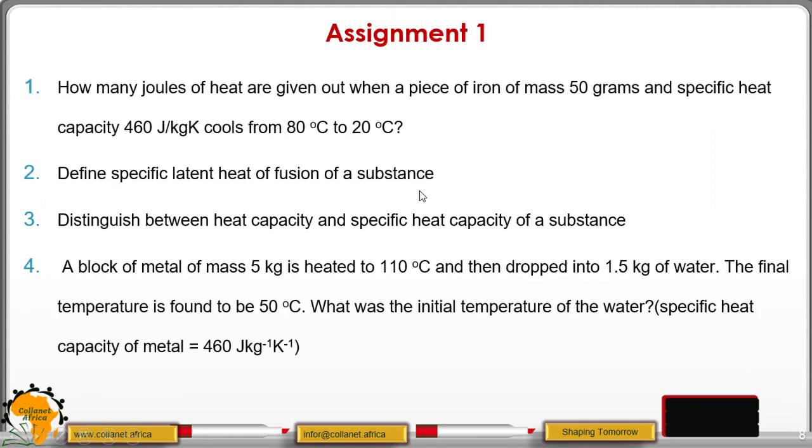From there, we have the assignment. The assignment is testing what we have just covered.